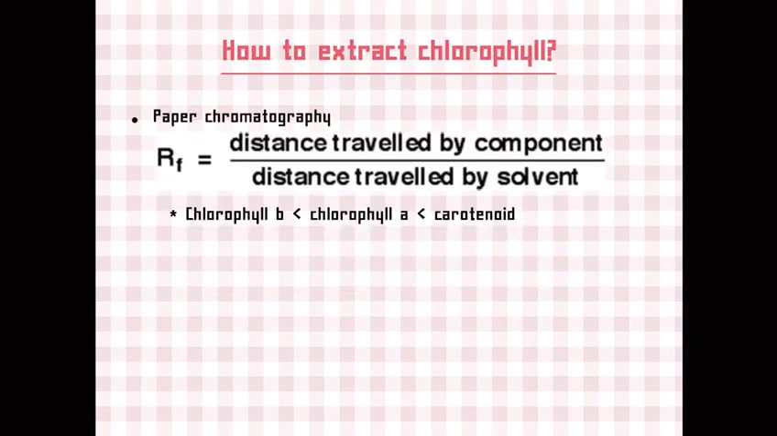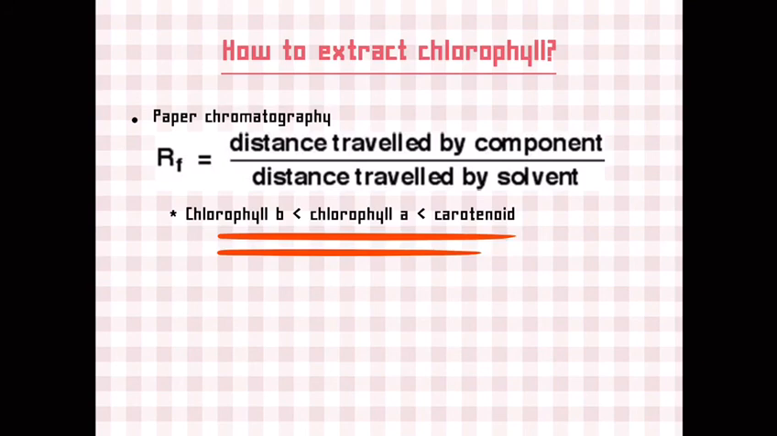In order to extract the chlorophyll, we should do a paper chromatography experiment. This equation is for calculating the RF value. Carotenoid has the highest RF value and chlorophyll B has the lowest value. The value of chlorophyll A is located between the values of carotenoid and chlorophyll B.